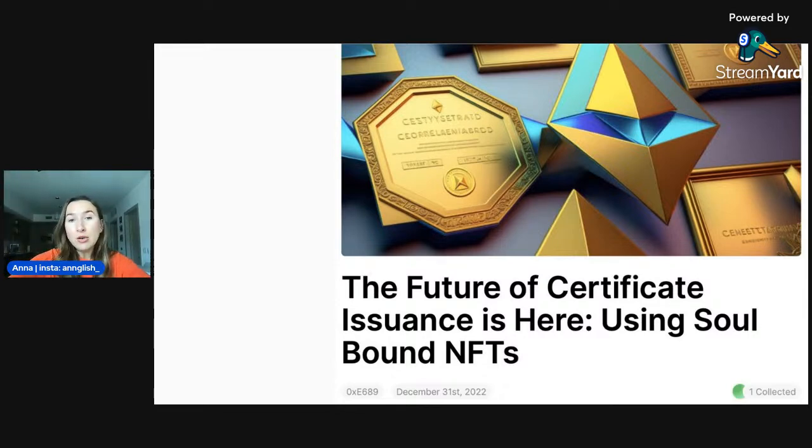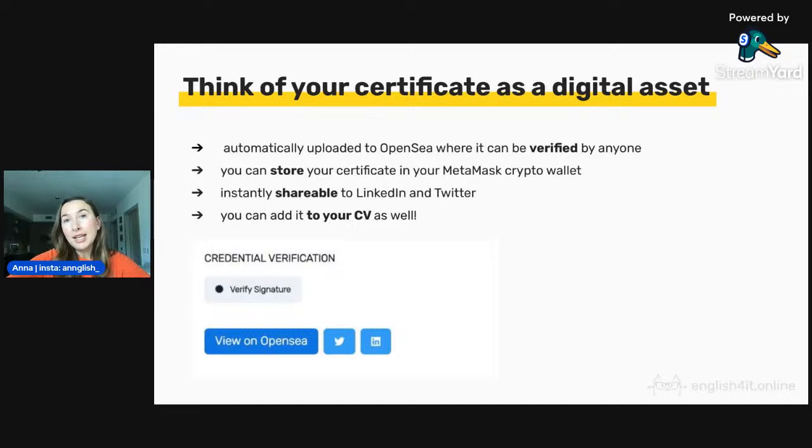So as of right now, this is how it works and how you should think about it. When we issue you a blockchain verified certificate after you complete the course, the information about it is uploaded to OpenSea. It can be verified by anyone, because OpenSea is a marketplace built on blockchain, decentralized, and no one can change any data there.